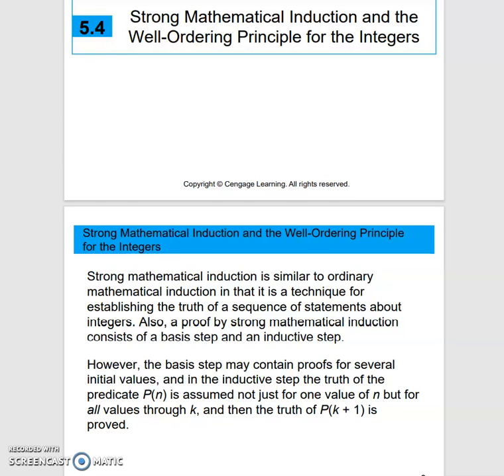Section 5.4, Strong Mathematical Induction and the Well-Ordering Principle for Integers. So, we're not going to throw out our technique of induction. We're still going to use it. We're just going to think of it as a modified version of this.